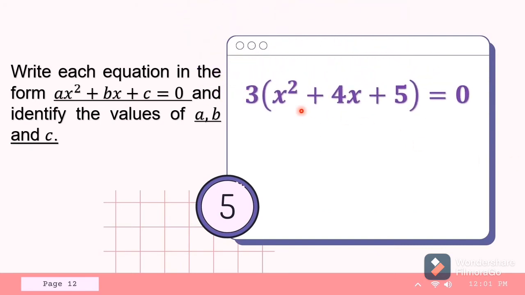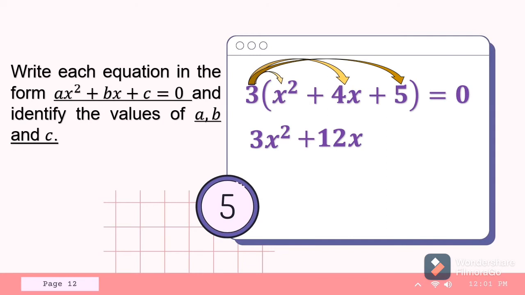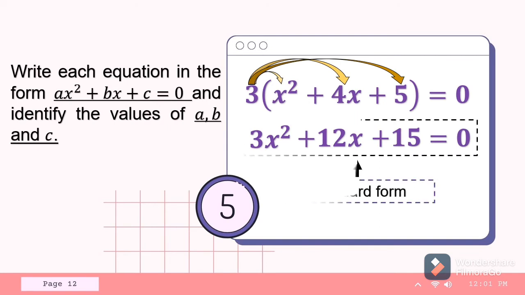Number 5. 3 times x squared plus 4x plus 5 is equal to 0. Bago tayo mag-proceed sa ating finding the value of a, b, and c, kailangan muna natin isolve ito using distributive property. 3 times x squared, ang makukuha natin doon ay 3x squared. Next, we have 3 times 4x, ang makukuha natin doon is 12x. Last, 3 times 5, ang makukuha natin doon is 15. And equate it into 0. Yan, naka-standard form na tayo.